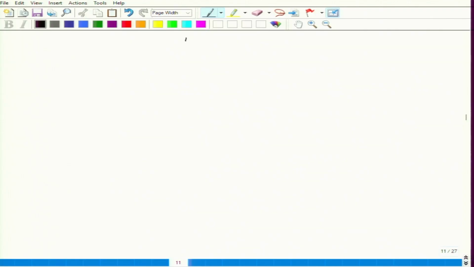In the previous classes I already discussed the alkanes and alkenes, and in this class we are going to see another category of the unsaturated hydrocarbons, that is alkynes. So today's topic is alkynes. I have mentioned there also that in alkynes there is at least one triple bond present.